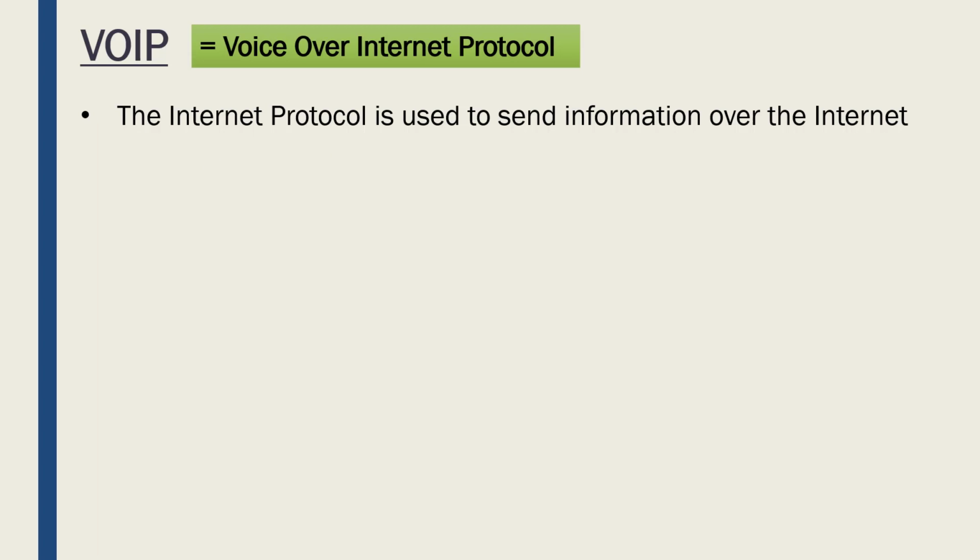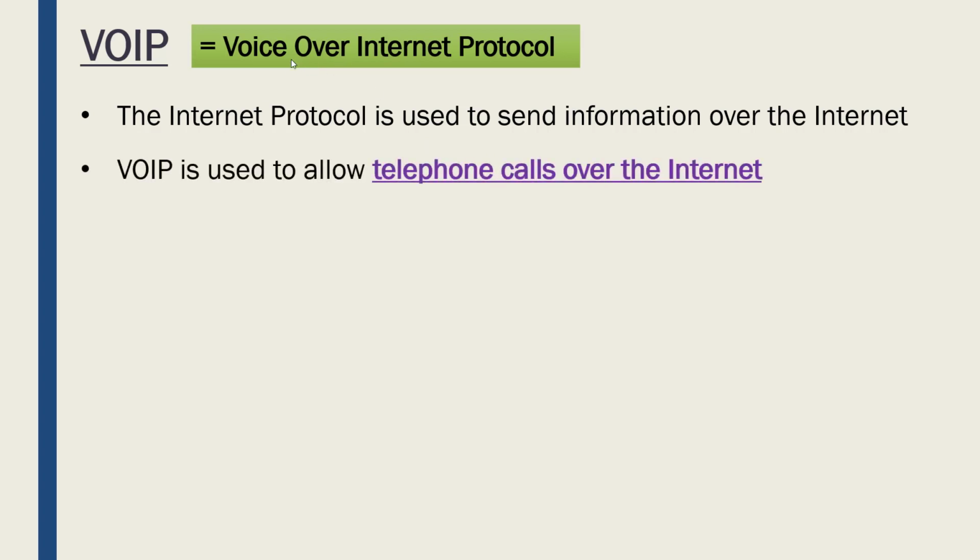It's basically a set of rules which every device which is using the internet has to adhere to, to make sure communication can happen without too many errors and mistakes. So really, voice over internet protocol, we're using the internet to send information which is voice information. So in other words, VoIP we use to allow you to make telephone calls over the internet. So really any audio streamed over the internet.